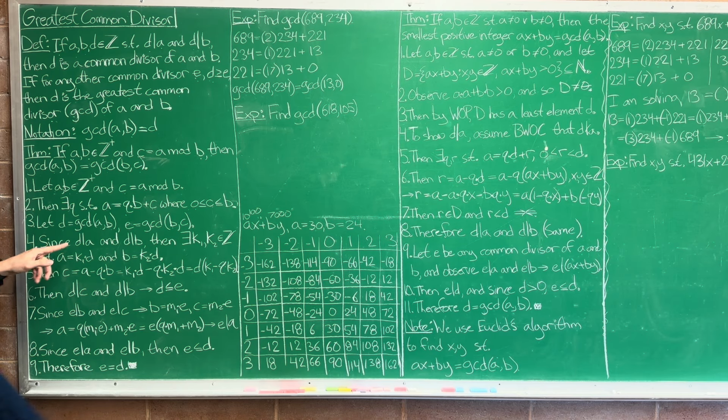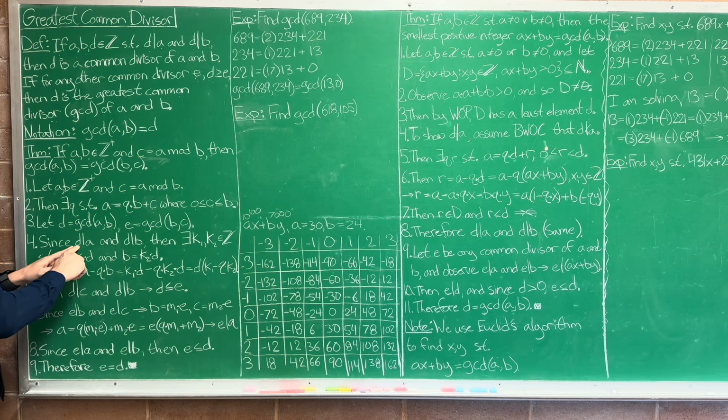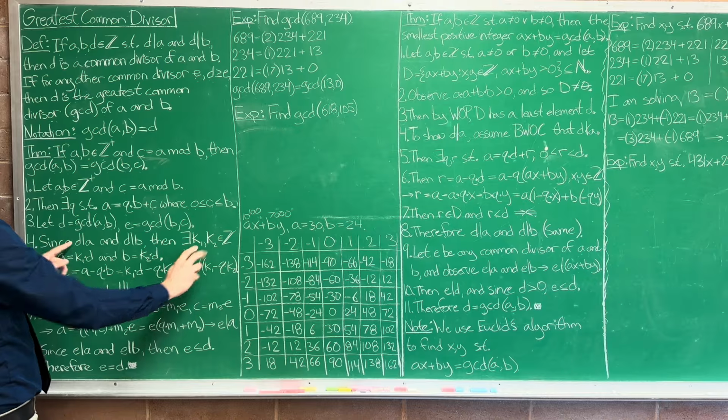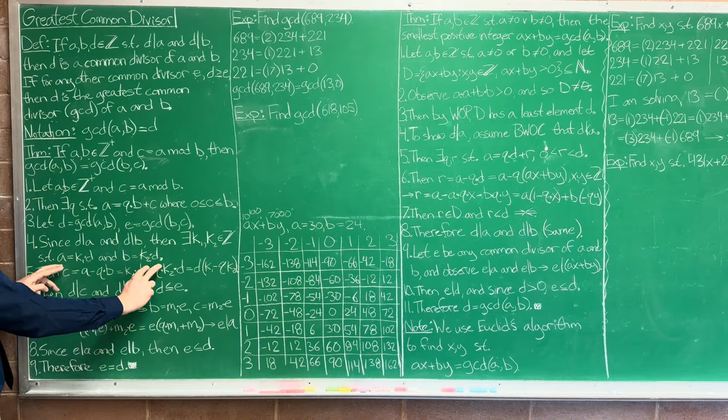So, first off, I know D is the greatest common divisor of A and B, which means D is a common divisor of A and B. Right. Which means D divides A and D divides B. Yep. Which means that there has to be two integers, call them K1 and K2, such that A is equal to K1 times D and B is equal to K2 times D. Since it divides them, there has to be an integer I can multiply D by to get them. Okay. With me so far?